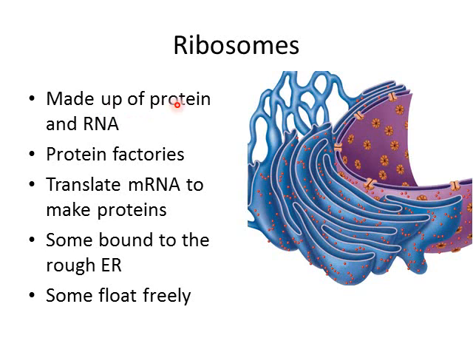Ribosomes are made up of protein and RNA. Okay, these are known as protein factories. So these are the organelles that make proteins. Okay, so they take messenger RNA that started in the nucleus and translate that into amino acids, and then they help to put those amino acids together and form proteins.